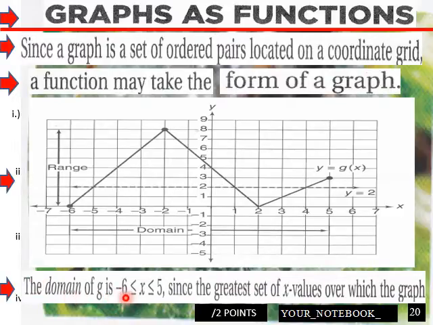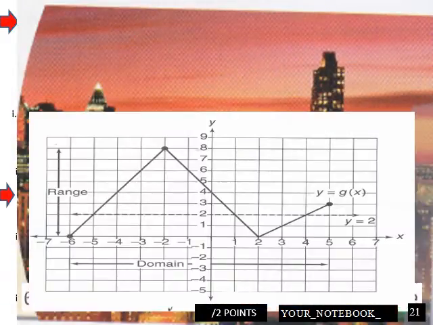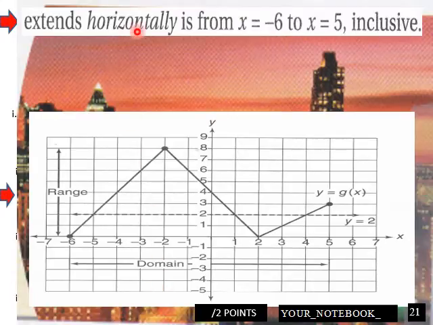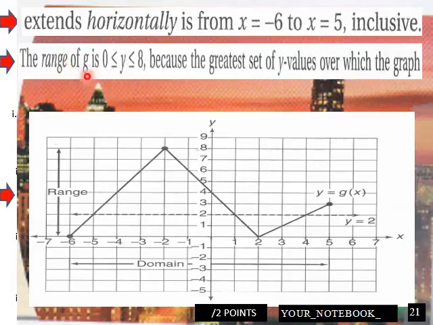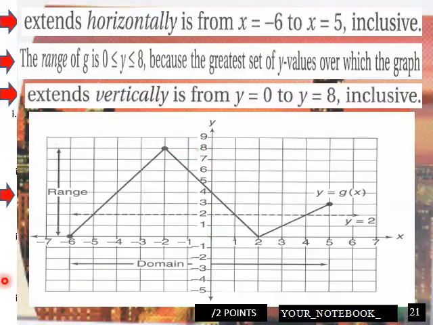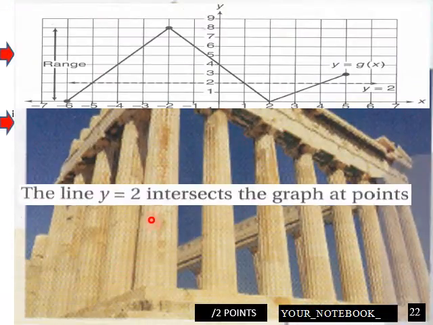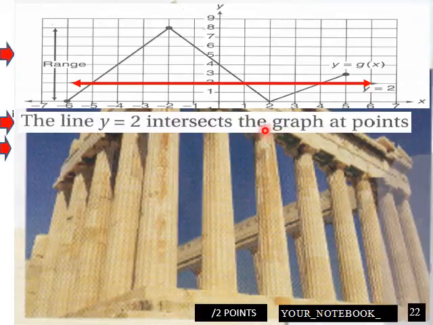The domain of g is negative 6 to positive 5, since the greatest set of x for which the graph extends horizontally is from negative 6 to 5. The range of g is from 0 to 8. Here's your range here. The graph extends vertically from 0 inclusively. The line y equals 2 intersects the graph at 2 points.